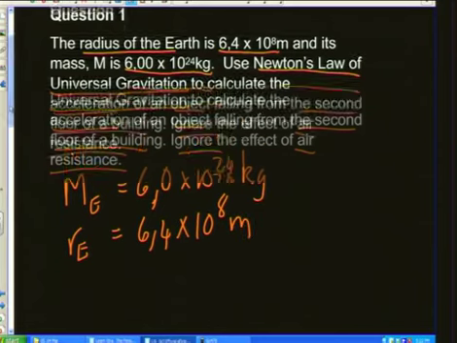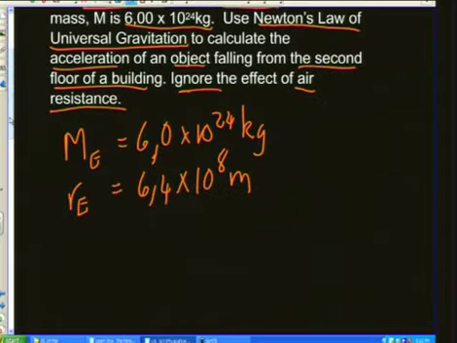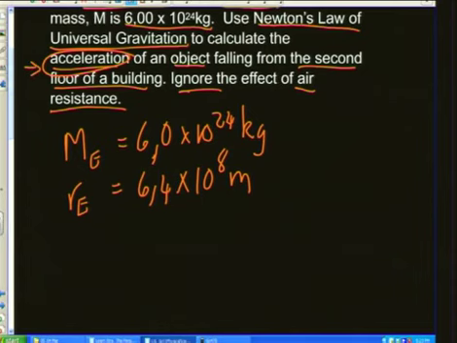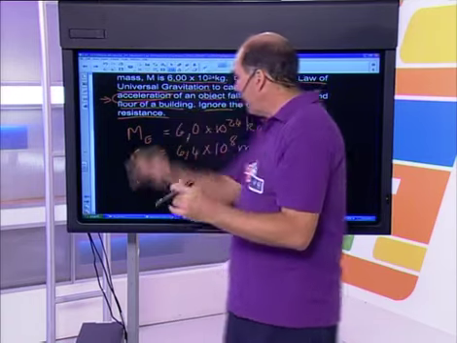And what we're asked to do is to find the acceleration of an object falling from the second floor of a building. Hey, this seems impossible, because I don't know anything about the object. I just know that it's falling down towards the ground. It's the second floor of a building, not very high, so we can ignore air friction. What am I going to do? What it's asking me to do is to calculate the acceleration. Where am I going to get all this stuff? Well, relax. Don't panic. What we've got to do is write the formula out.